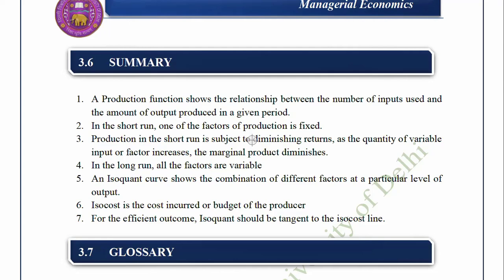Fifth, an isoquant curve shows the combination of different factors at a particular level of output. Sixth, isocost is the cost incurred or budget of the producer. Seventh, for the efficient outcome, isoquant should be tangent to the isocost line.